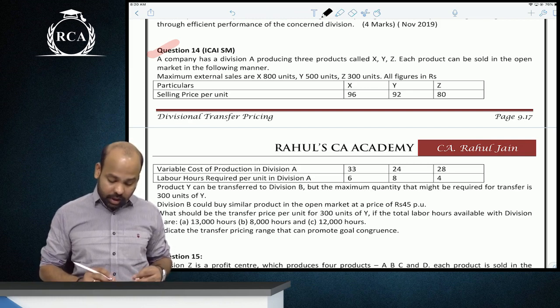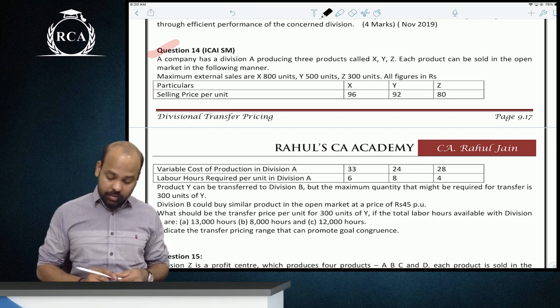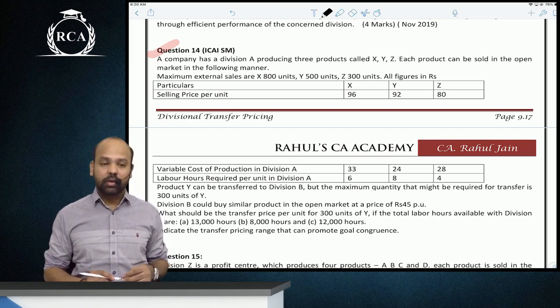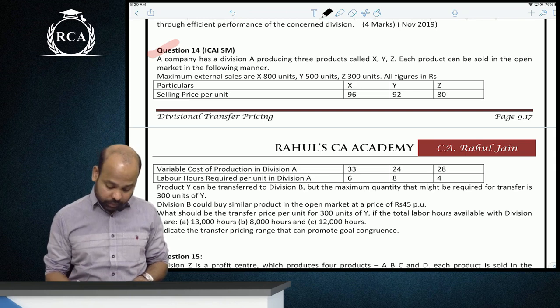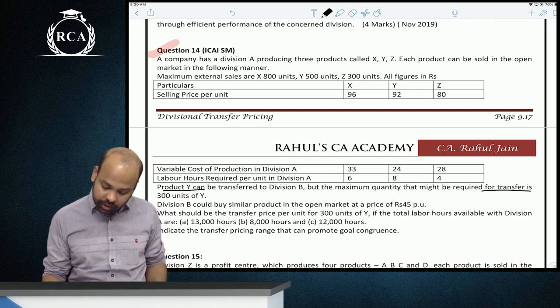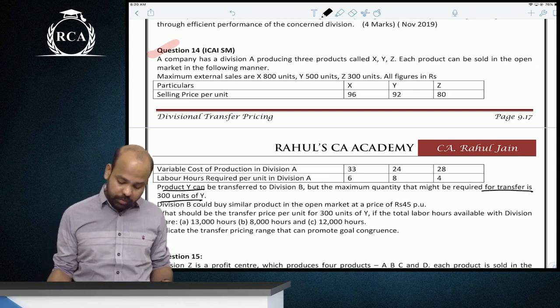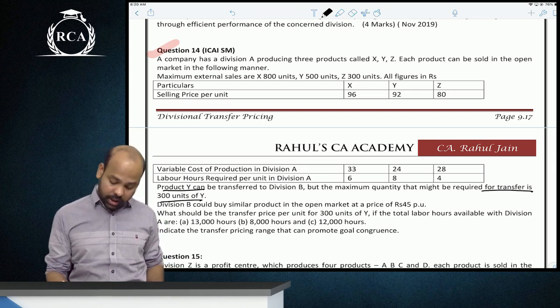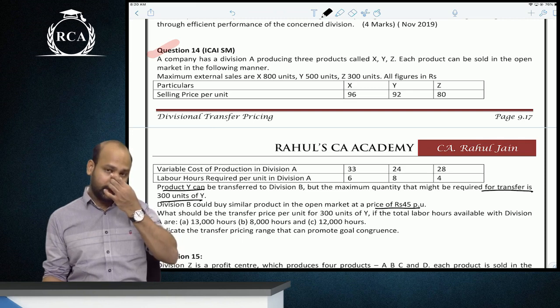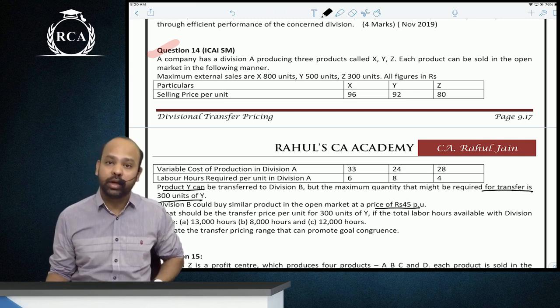Product Y can be transferred to division B, but the maximum quantity that might be required for transfer is only 300 units of Y. Division B could buy a similar product in the market at a price of 45 rupees per unit.